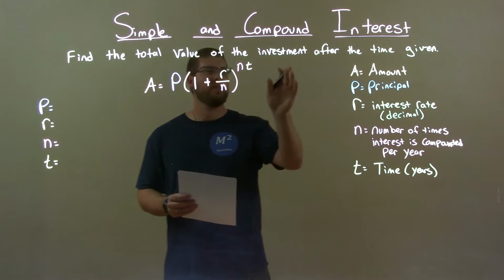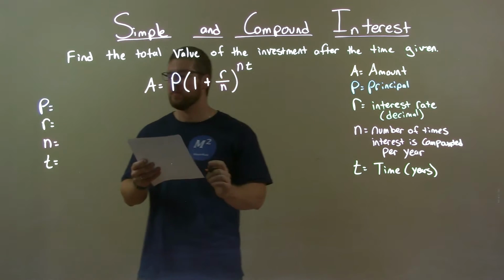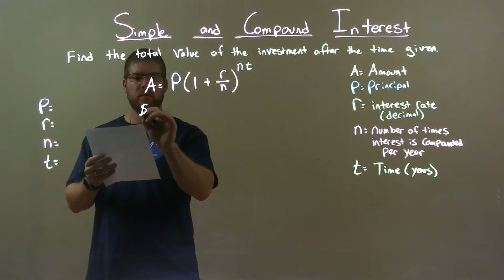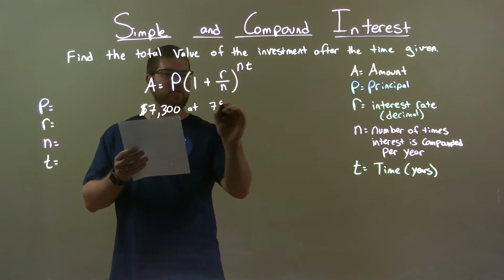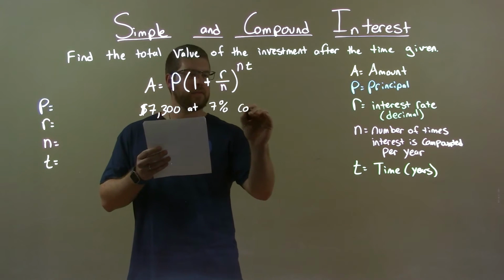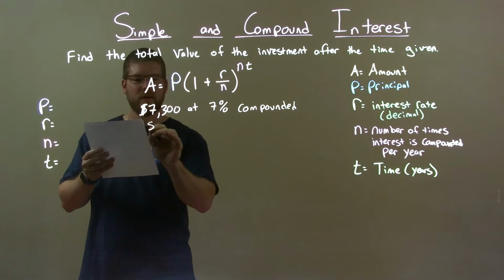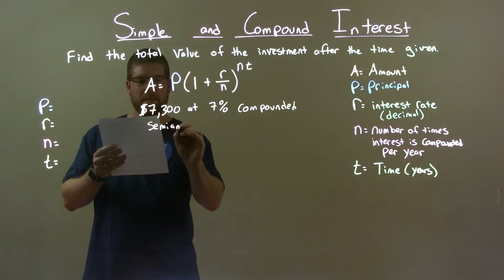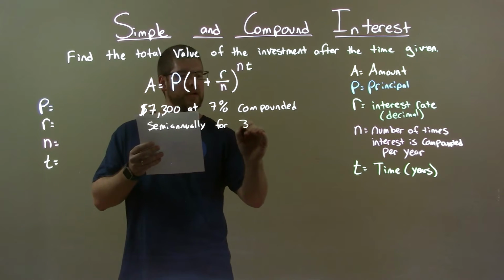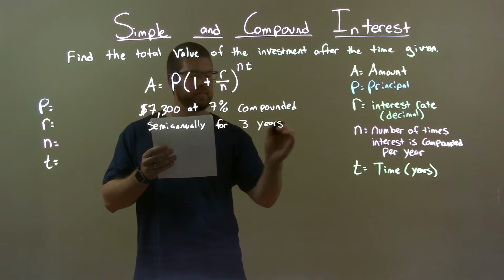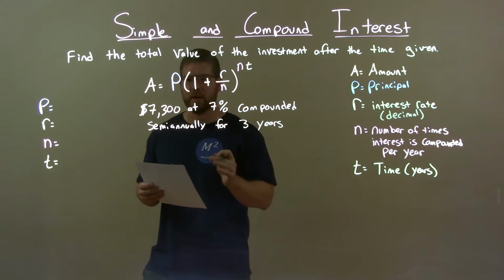Find the total value of the investment after the time given. If I was given this problem, $7,300 at 7% compounded semi-annually for 3 years. Well, first thing, I want to take apart this and find my missing variables, okay?